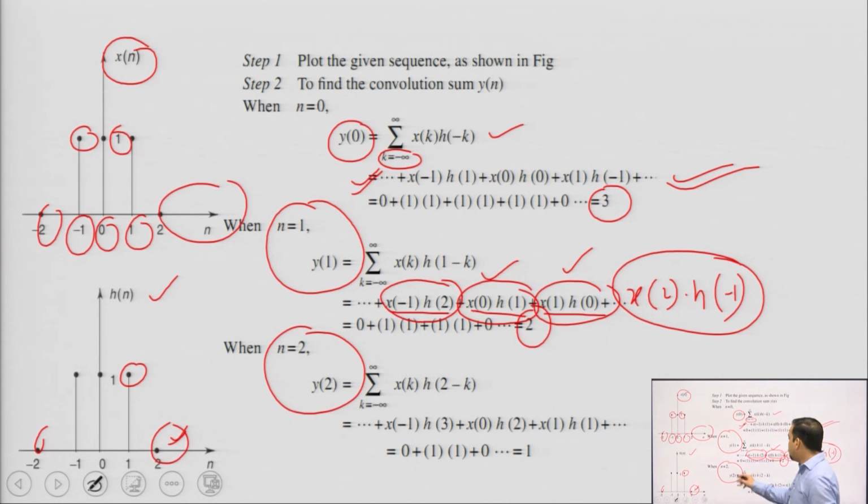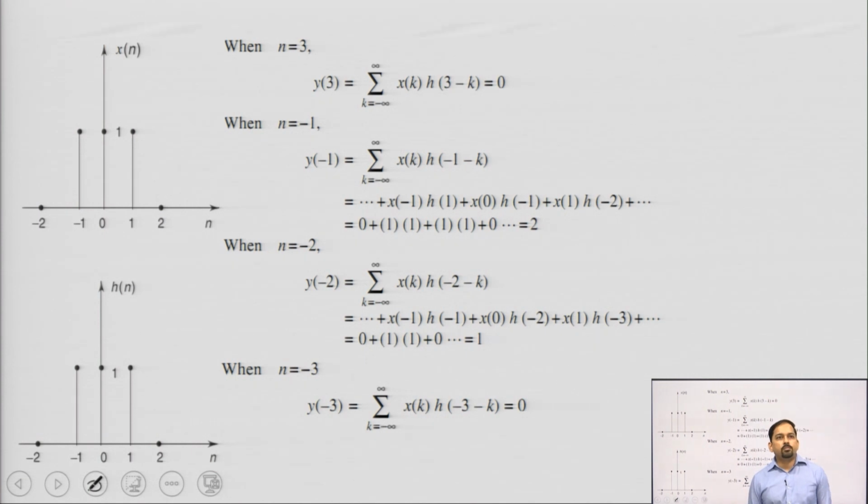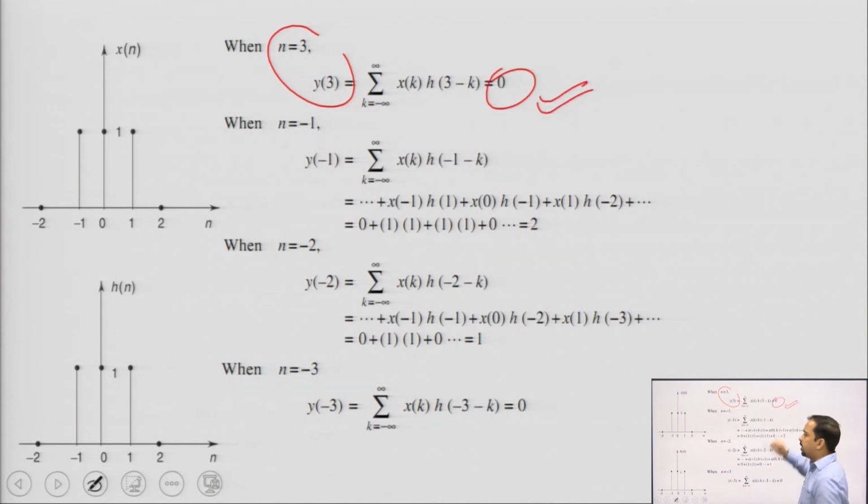Next, for n equal to 2, whatever we have performed in the above two steps, we are going to repeat for n equal to 2 also. So, we are getting output y of 2 equals 1. Now, similarly, for further values n equal to 3, 4, 5, 6 and so on, definitely you are going to see that the output y of 3, y of 4, y of 5 is going to be 0, because the signal is not overlapping at that particular moment.